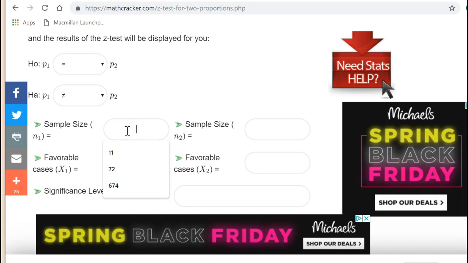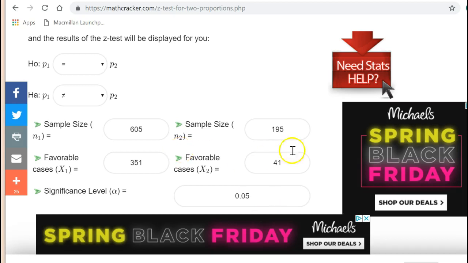Next, we need to put in the information from each of our samples. For our first group, we have a sample size of 605, and again, this information is coming from the bottom of page 10 of your notes. Of our favorable cases, we're going to put in 351. For sample size 2, we had 195 people, and of those that said yes, we have 41. Here, we're using a significance level of 0.05.